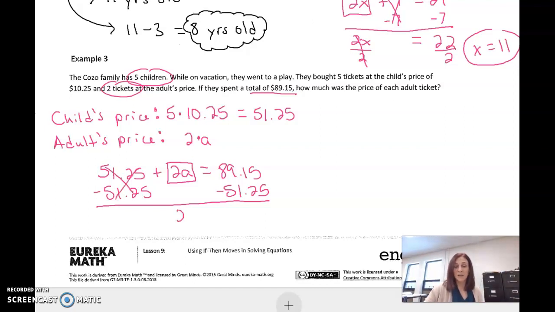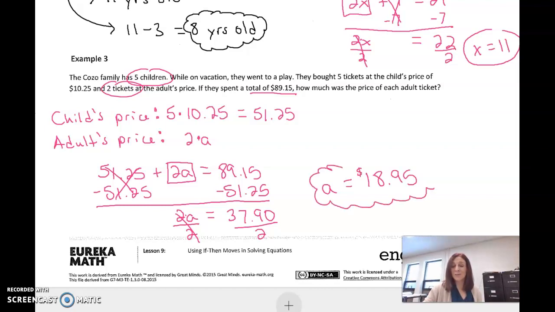That gives me 0. I have 2 times A equals, just going to grab a calculator and subtract that, and it works out to be $37.90. We're going to undo our multiplying here by dividing. Whatever I do to one side, I do to the other. 2 divided by 2 is 1A. $37.90 divided by 2 is $18.95. Again, just type it into a calculator. So it asks how much was the price of each adult ticket. That is what I figured out, because that's what A stands for, the price of adult ticket.